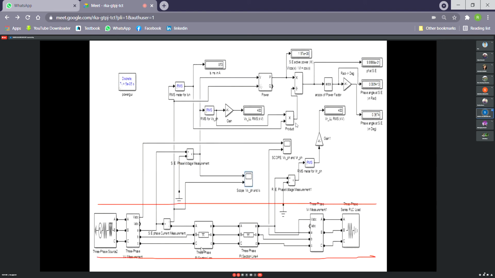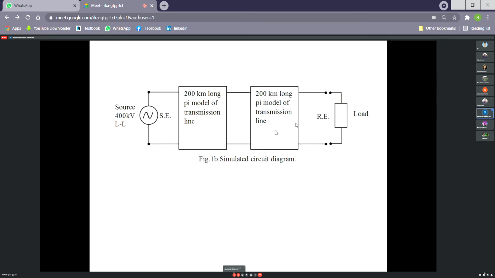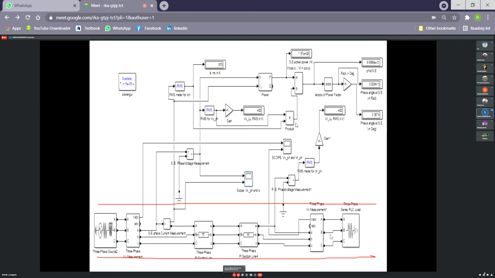This is the 200 kilometer long transmission line. Then again it is connected to a similar transmission line so that we can get this model. Then we have reached the receiving end. At the receiving end also there is a measurement block, and then we have connected a load equal to the SIL of the line. If you calculate the SIL, it will come near 592 megawatt. So here I have connected the 592 megawatt load and all the measurements.